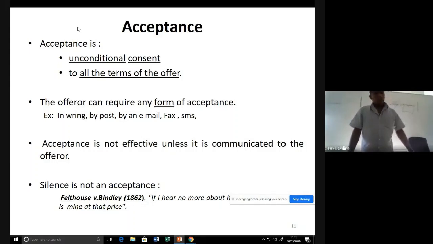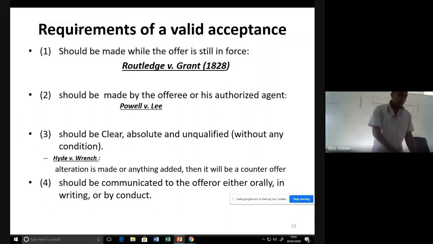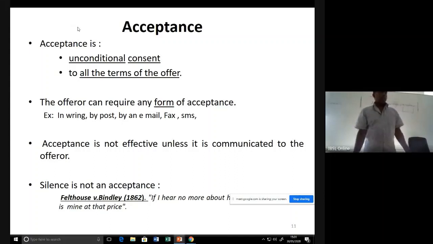The time is over now, 3 o'clock. Next week, we will start from here: requirement of a valid acceptance. From there onwards, we are going to discuss next week.